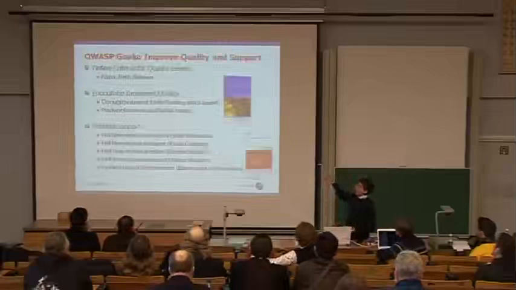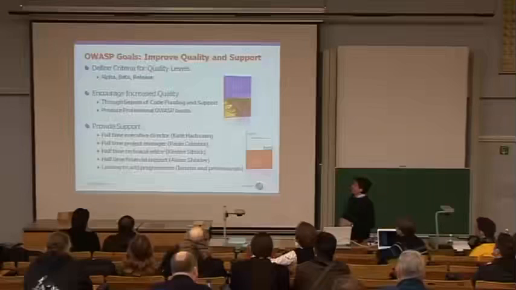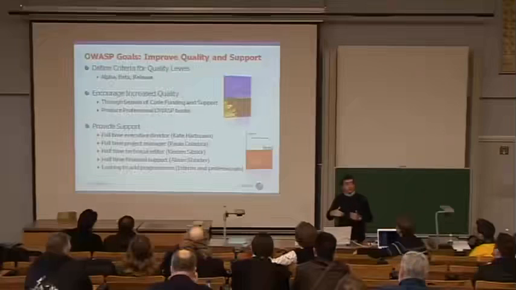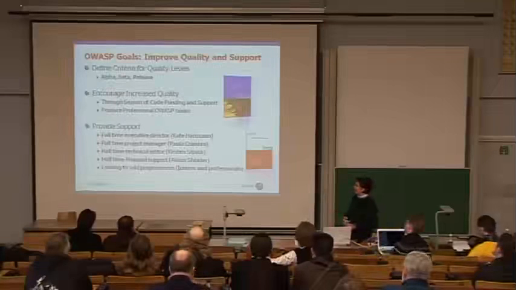Now the goal is to improve the quality of our projects. So now all the projects are labeled alpha, beta, or release. For example, the OWASP Testing Guide is a release project. And so now our goal is to increase the quality and create professional OWASP books. So you can download the PDF from the site, for example, of the testing guide, or you can buy from lulu.com the book at the price of the printing. So it's less than $10, something like that.